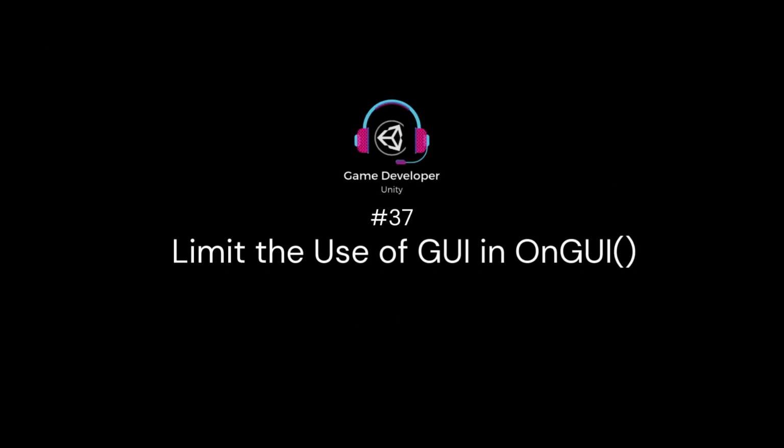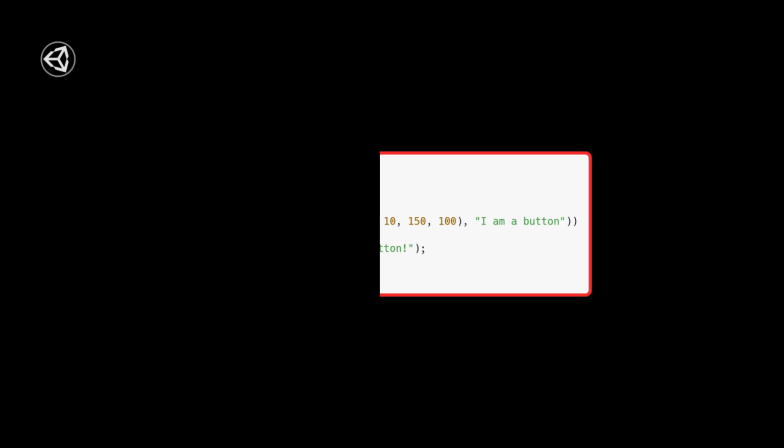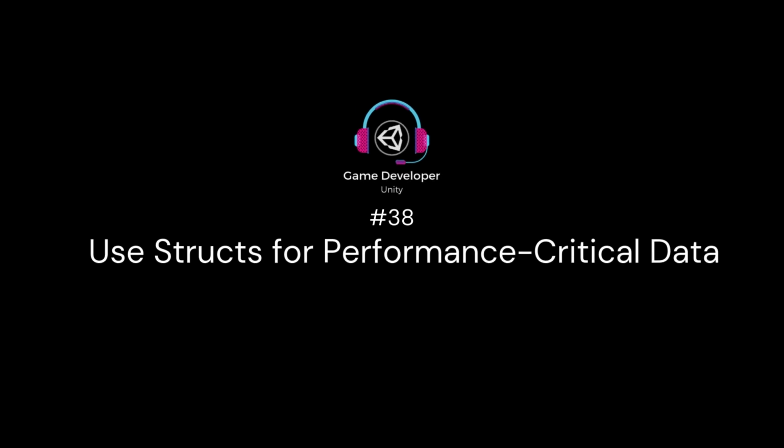Tip number 37, limit the use of GUI in OnGUI. The OnGUI function runs every frame, and if you have complex UI elements, it can quickly become a performance bottleneck. To optimize, avoid putting expensive operations in OnGUI, and switch to Unity's newer UI system, which uses the canvas and UI components.